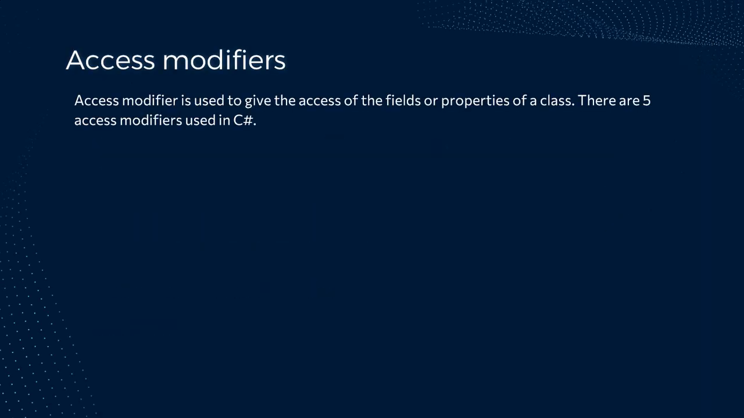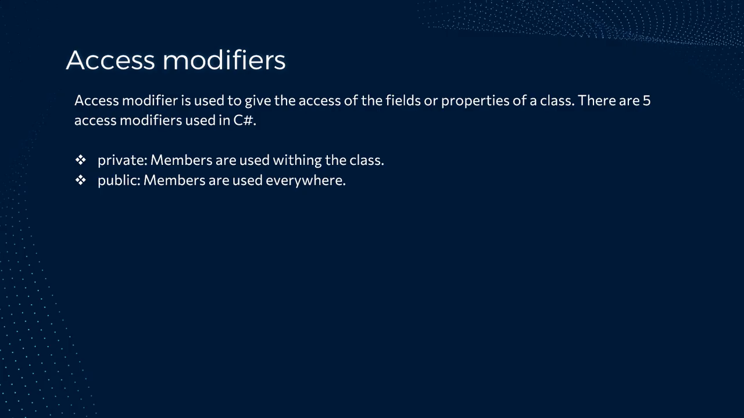Access modifiers are used to give access to the fields or properties of a class. There are 5 access modifiers used in C Sharp. Private members are used within the class. Here the members are basically the data members and member functions, and these members are used within the class itself. So outside the class, the private members are not available.